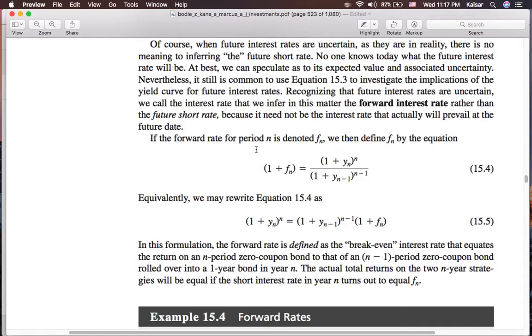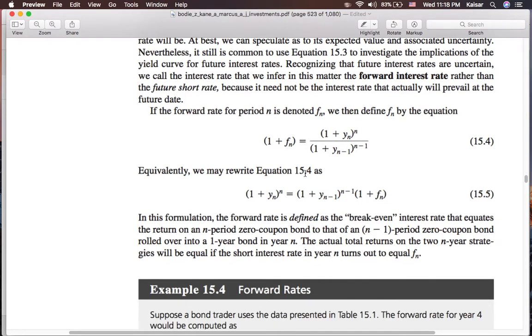If the forward rate for period n is denoted Fn, we then define Fn by the equation 1 plus Fn is equal to (1 plus Yn) to the power of n over (1 plus Yn-1) to the power of n-1. Equivalently, we may rewrite equation 15.4 as (1 plus Yn) to the power of n equals (1 plus Yn-1) to the power of n-1 times (1 plus Fn).